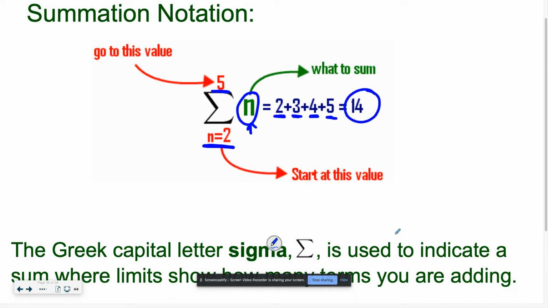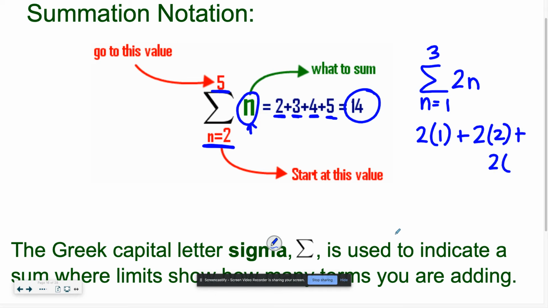my answer. Something similar to that if I had n equals 1 to 3, and maybe I have 2n. That means I would do 2 times 1 plus 2 times 2 plus 2 times 3, and I would add them all together to get my answer. 6, 4, that's 10, and 2 gets me 12. So your calculator actually does all of this for you, okay?